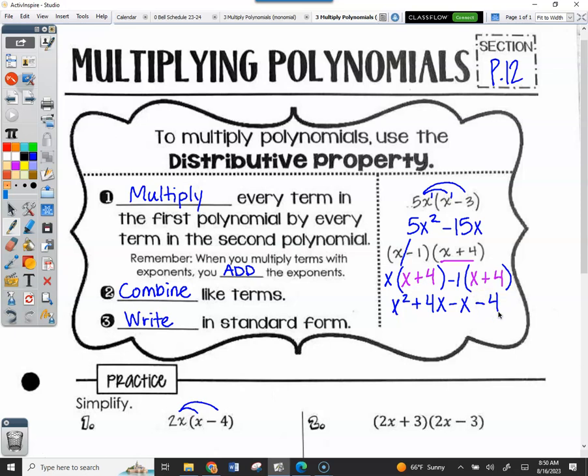And then, like we were saying yesterday, you would combine any like terms. So if you look underneath here, this is x squared. Is there any other x squared in there? No. So there's nothing to combine that with. So this just comes down. 4x minus x, are those like terms? They both have just an x, right? So 4x minus x is 3x. And then this minus 4 comes down.